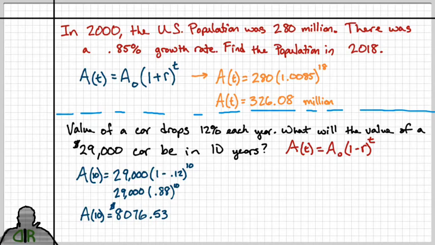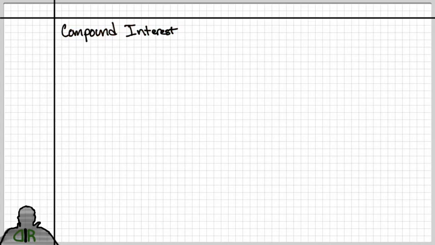Sad reality is that that's pretty much true. You can buy a $29,000 car, and in 10 years from now, it's going to be worth way less than half of it, but that's just the way it goes. Hopefully you got a good 10 years out of it. Okay, so that is how our growth rate works, and that is how our decay rate works. Okay, so a couple examples for you here. There's another thing we haven't talked about yet. It's along the same lines, but it's compound interest, and this is where it starts getting crazy.